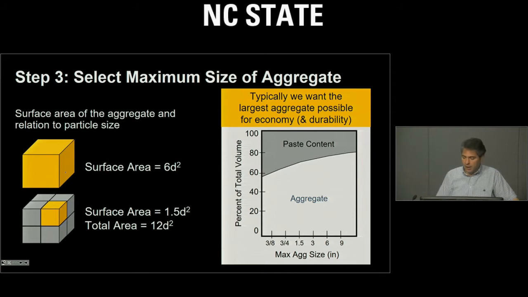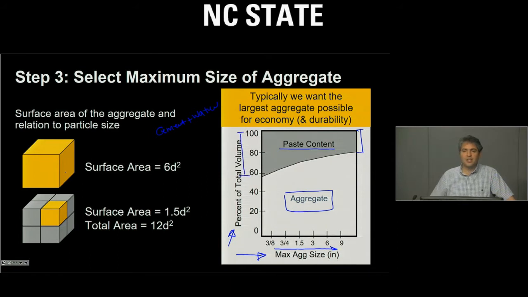That is shown over here. On the x-axis you see the maximum aggregate size in inches, and on the y-axis you see the percentage of the total volume. We have aggregate and we have paste content. And at this point of the semester you already know that paste is a mixture of cement and water. Now, we see over here, as the maximum aggregate size increases, the amount of paste inside our concrete is decreasing. The percentage of the paste is decreasing.